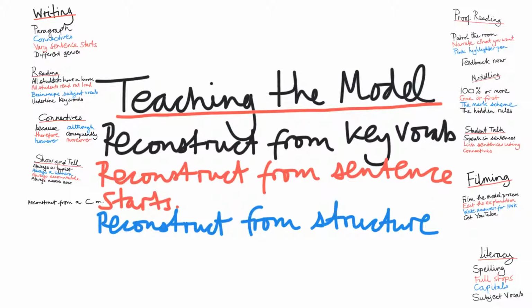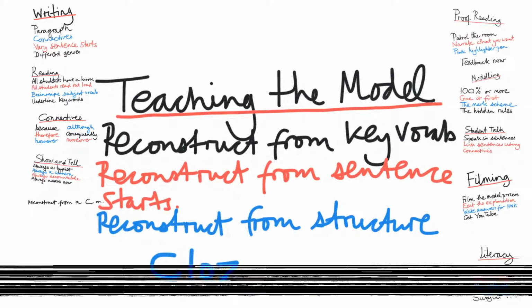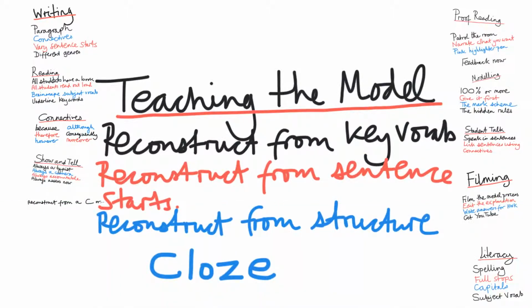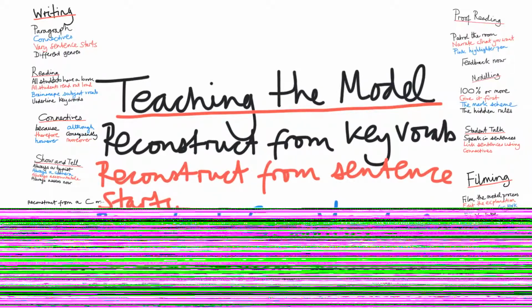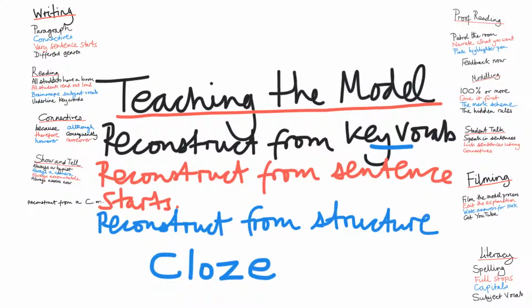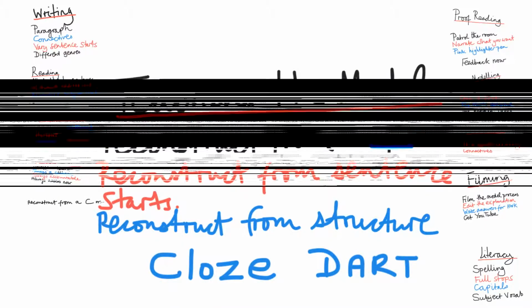A final piece that I haven't done here is that you can do it as a cloze exercise so that they miss particular words out. That's a really good way to get them to focus on what the key vocabulary was. And that old favourite, that DART activity where you chop up the paragraphs and get them to rearrange it.